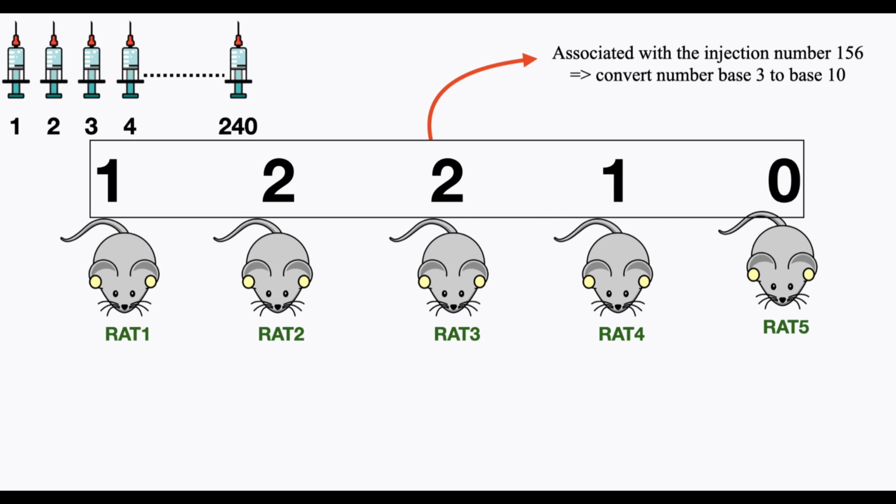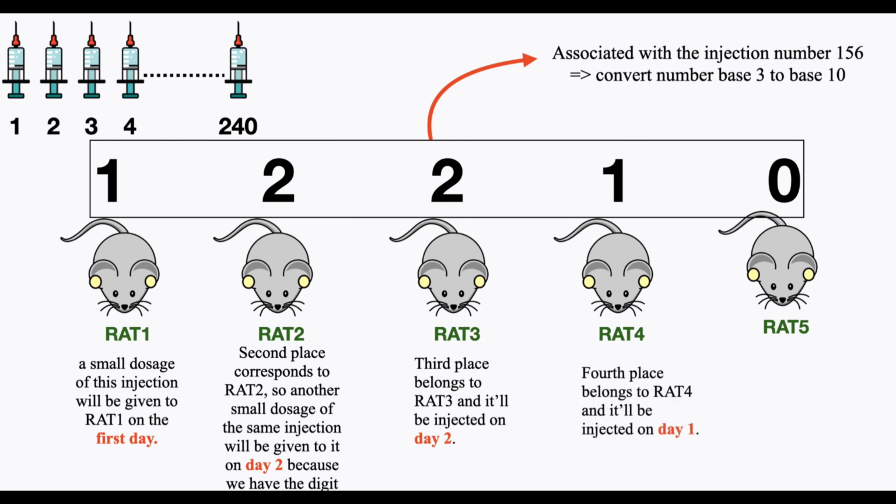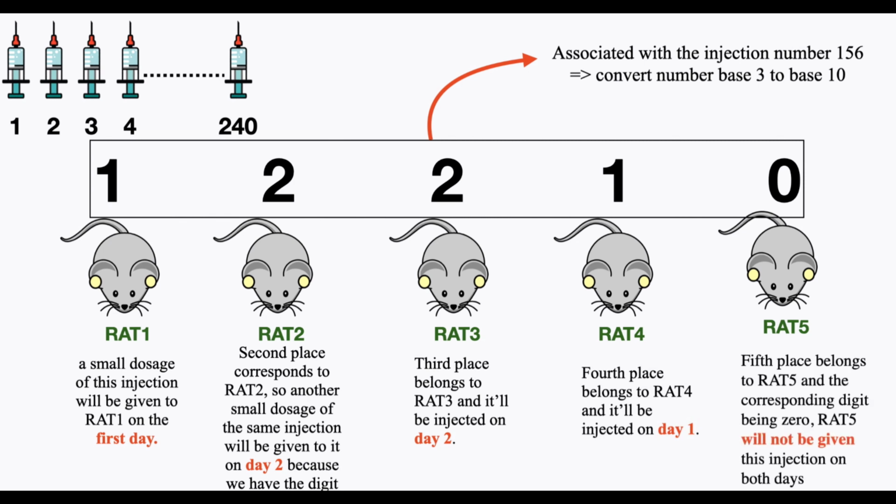So to make this easier, consider an injection labeled 12210. Since the leftmost digit belongs to rat 1, a small dosage of this injection will be given to rat 1 on the first day. Second place corresponds to rat 2, so another small dosage of the same injection will be given to it on day 2 because we have the digit 2 in that place. Third place belongs to rat 3 and it will be injected on day 2. Fourth place belongs to rat 4 and it will be injected on day 1. Fifth place belongs to rat 5 and, the corresponding digit being 0, rat 5 will not be given this injection on either day. Our rat 5 is so unlucky that it never gets to taste it.